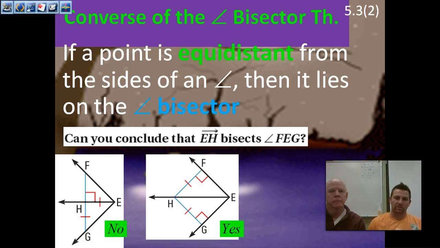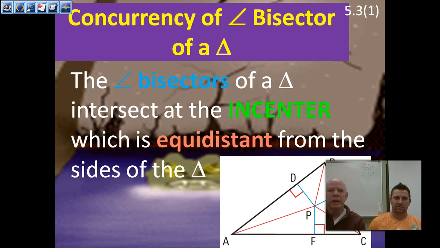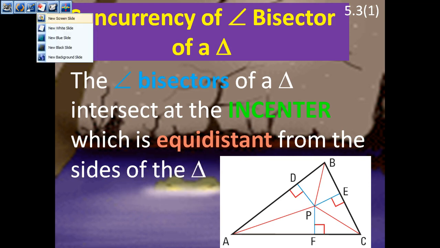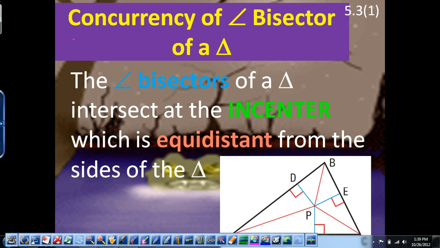So there you go. Okay, our last slide, I believe, for today. And this one relates back to the last slide of the last section, where we're talking about concurrency again. So just a reminder, concurrent lines are three or more lines that intersect in one point. And so we just have a little different one. In the last section we talked that we would have three of these. Well, here's the second one. So we have concurrency of angle bisectors now of a triangle.